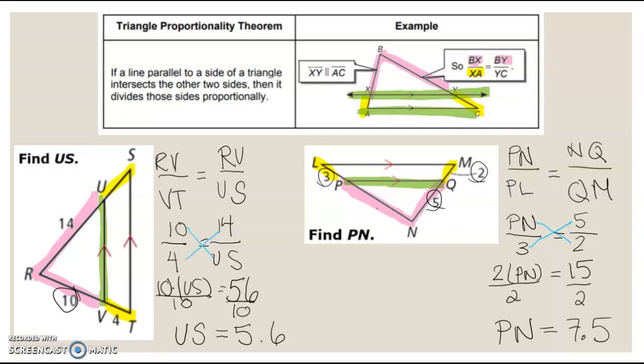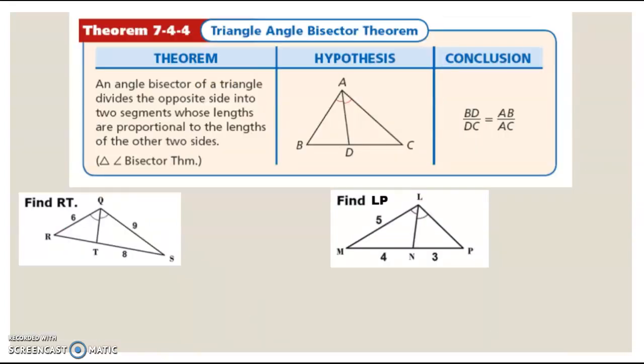So that was the triangle proportionality theorem. Let's look at our second theorem for this lesson, which is the triangle angle bisector theorem. And what this one says is that an angle bisector of a triangle divides the opposite side into two segments whose lengths are proportional to the lengths of the other two sides. So if I'm looking at this triangle, I have an angle bisector, right? This line bisects my angle into two congruent parts. And if I have that angle bisector, I know that the proportion of BD over DC will equal AB over AC.